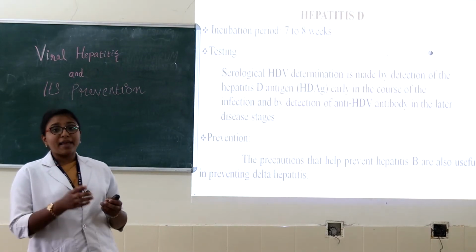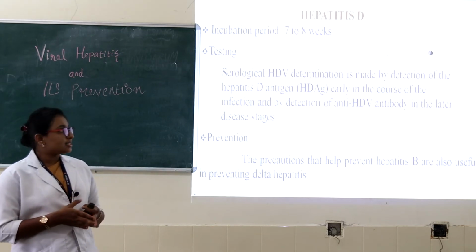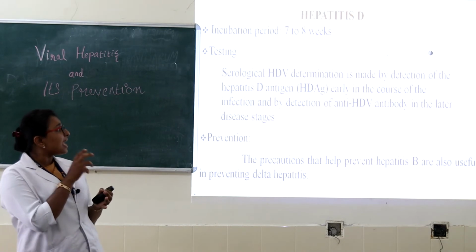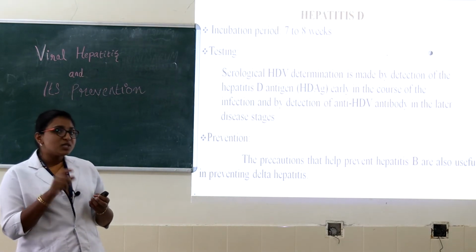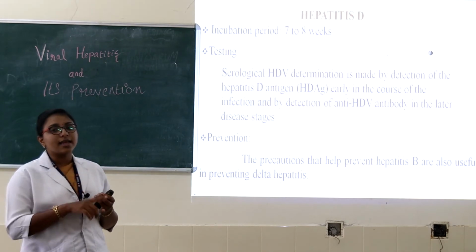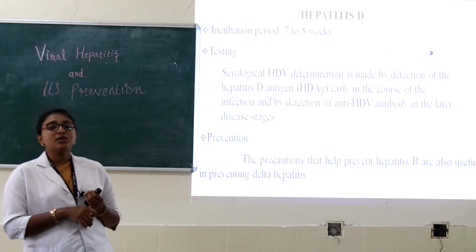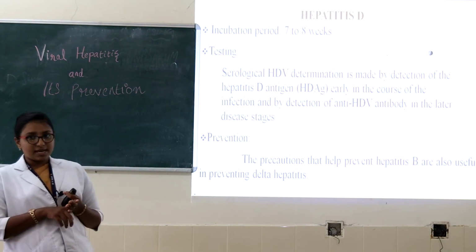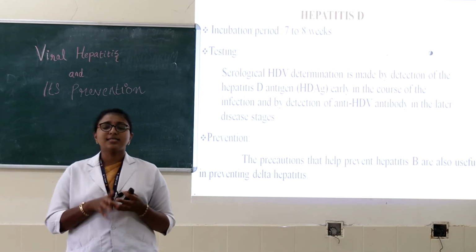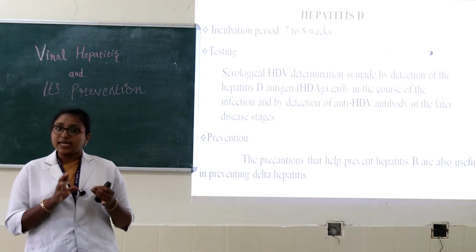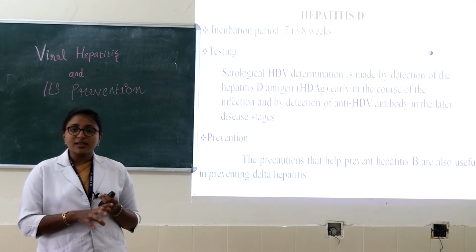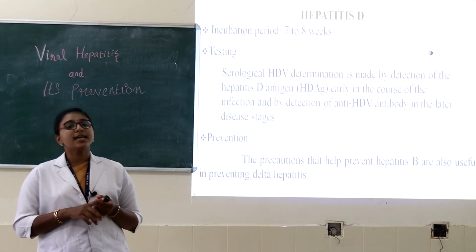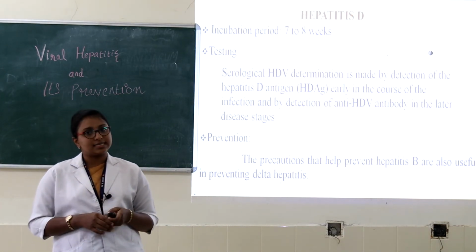And the incubation period may vary from 7 to 8 weeks, and for testing, hepatitis D antigen detected in the blood indicates the patient is infective, and we can also check immunoglobulin M and G for the detection of hepatitis D. And the preventive measures are the same as hepatitis B, that is strict hand washing, contact precaution, blood precaution, serological screening, and the vaccine against hepatitis B also protects against hepatitis D.